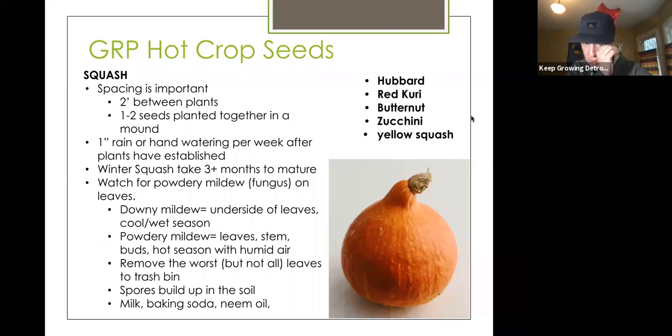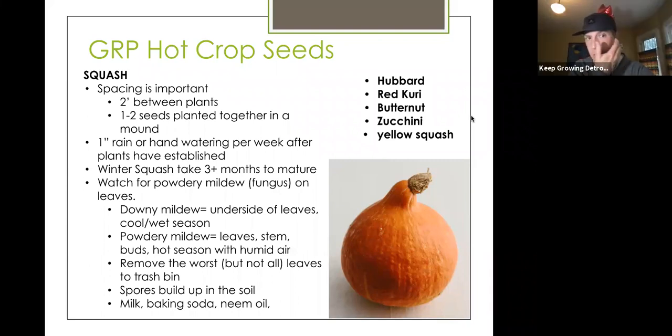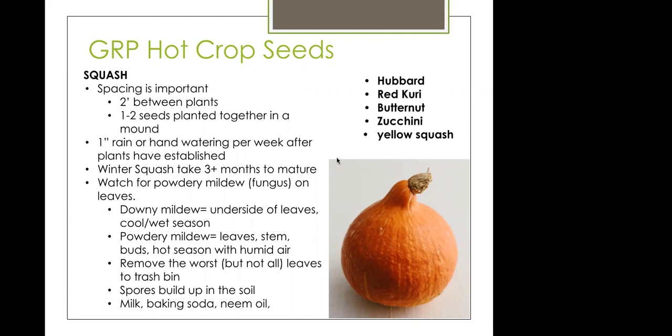How deep are the seeds? I would only plant the seeds about 1 inch deep. Okay. So the mound, how high would the mound be? I wouldn't make it too high, probably no more than about 6 inches above the ground.